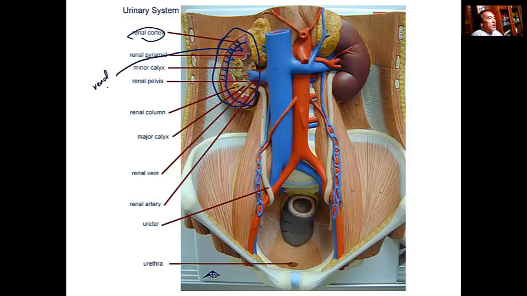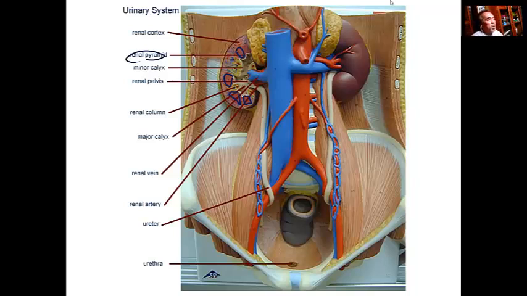Okay, now we see also pyramids located at the medulla. So the medulla has the pyramid. So let me actually take off some of those labels. So these are your pyramids. These are actually called the renal pyramids. They look like pyramid in shape. Okay, these are your renal pyramids.